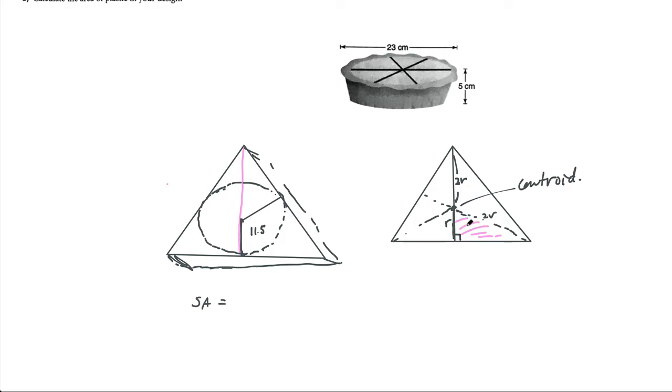So by Pythagorean theorem, if this is r and this is 2r, let me just call that x, so x squared plus r squared is equal to 2r squared, which is 4r squared. So x squared is 4 minus 1, 3r squared. So x is root 3 r. This is root 3 r, okay? Which means this is double that. So this base is 2 root 3 r.